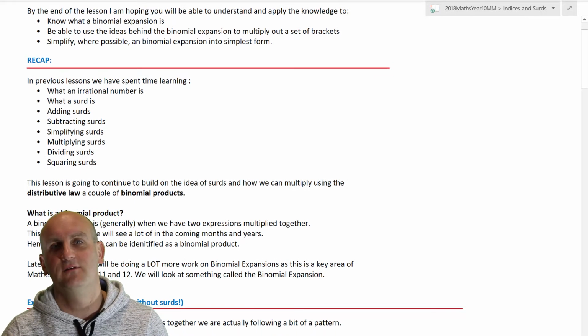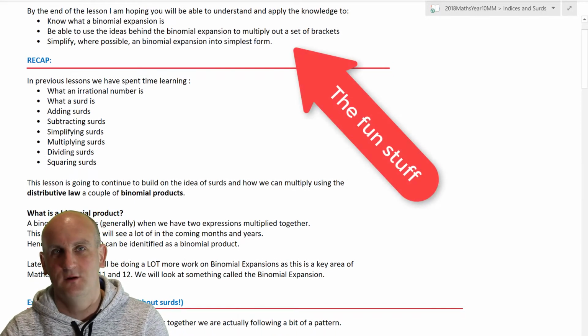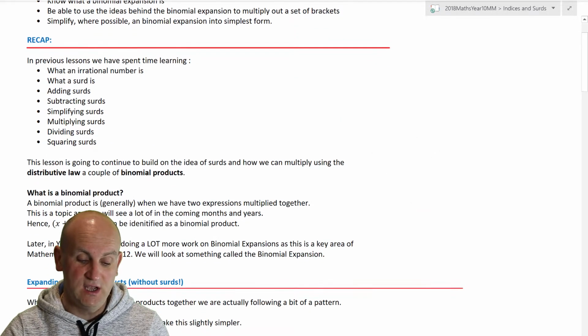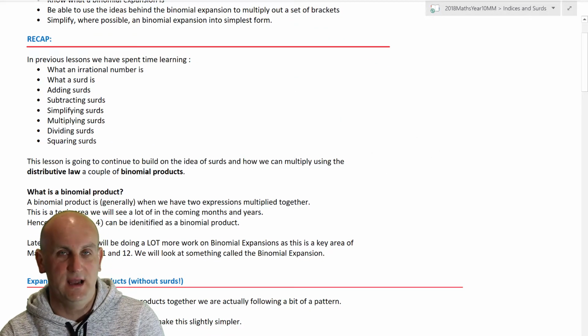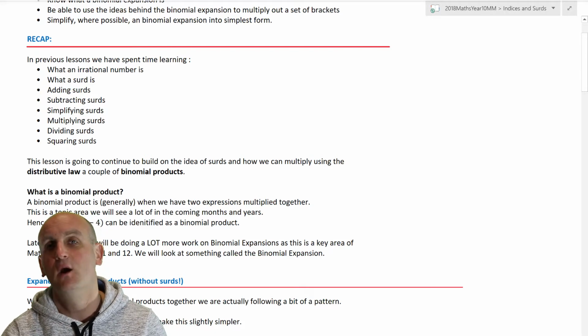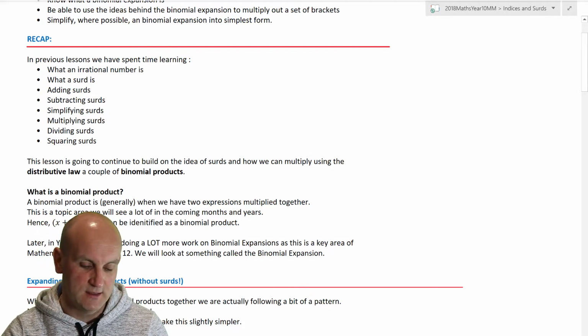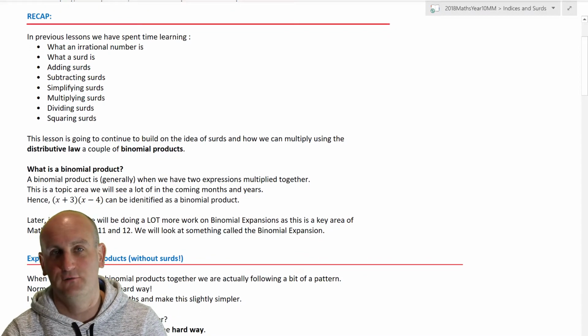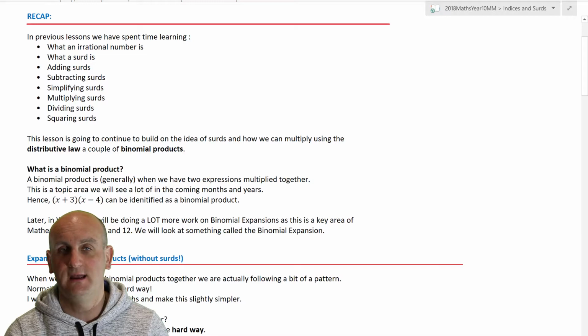And by the end of this lesson, and there's a red arrow telling you very much what I want to try and achieve, I want you to know what a binomial expansion is, to be able to use the idea behind these to multiply sets of brackets. Not just ordinary brackets, brackets with surds, which is very much what this video has been dealing with. To be able to simplify where possible binomial expansions into their simplest form. And by that, we're just going to use like terms, being able to add things together that are the same.